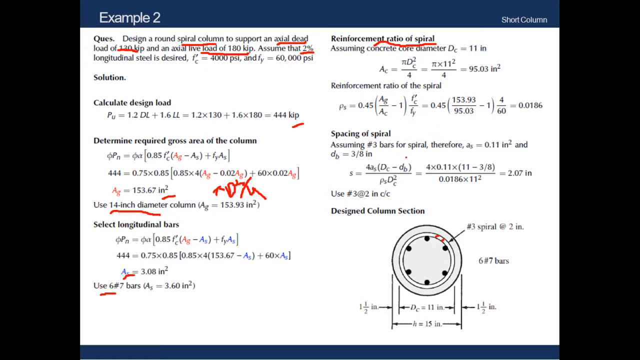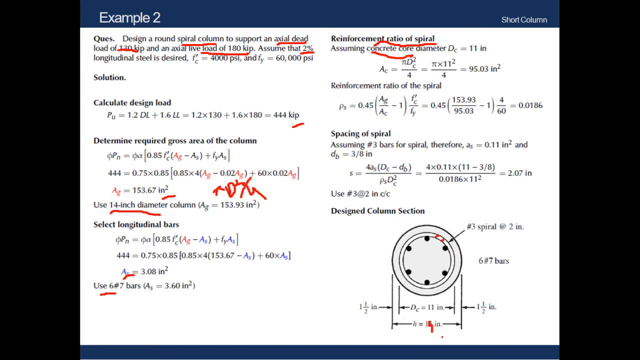In this case, we need to calculate the diameter of the concrete core first. As we know, the diameter we have got from our answer is 14 inch. This is the gross diameter. That means we need to construct a 14 inch column.